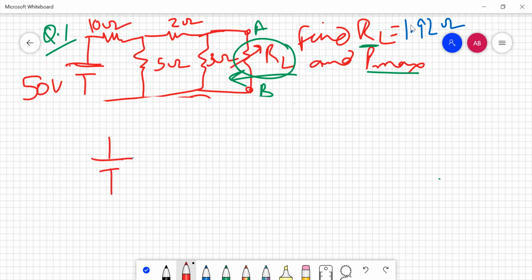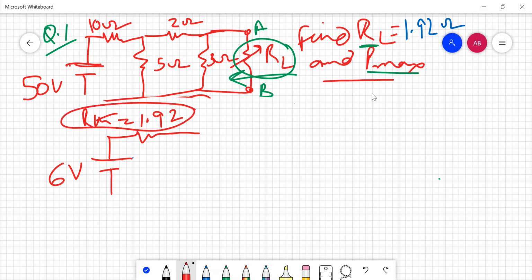So now we have got our Thevenin's voltage at 6 volts and our source resistance or R Thevenin as 1.92 ohms. So for maximum power, we know that this RS should be equal to RL. So now we got the value of RL as 1.92.